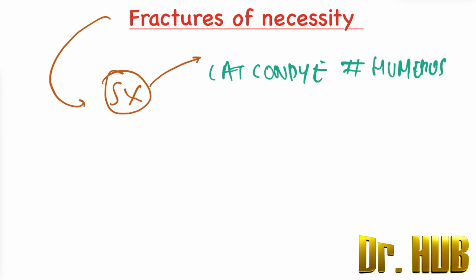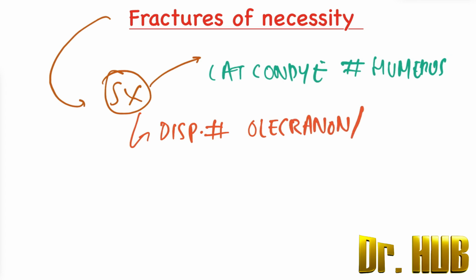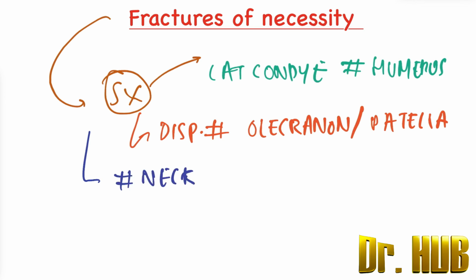Next is the displaced fracture. There can be a displaced fracture of the olecranon and also the patella. Then comes the fracture of the neck of the femur.